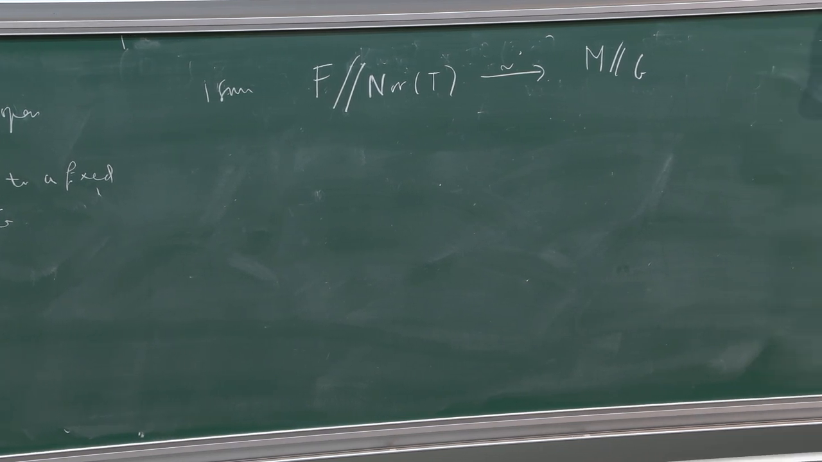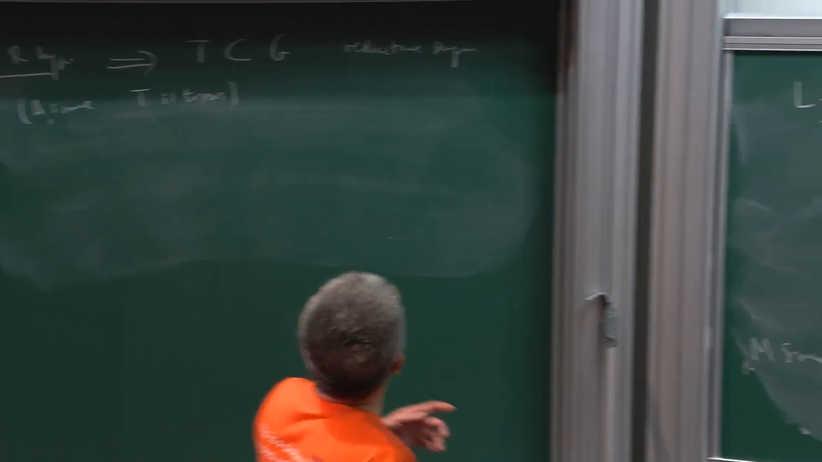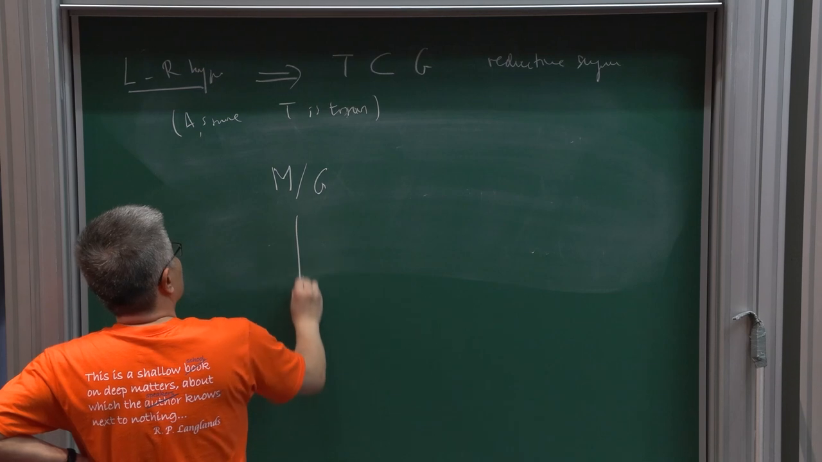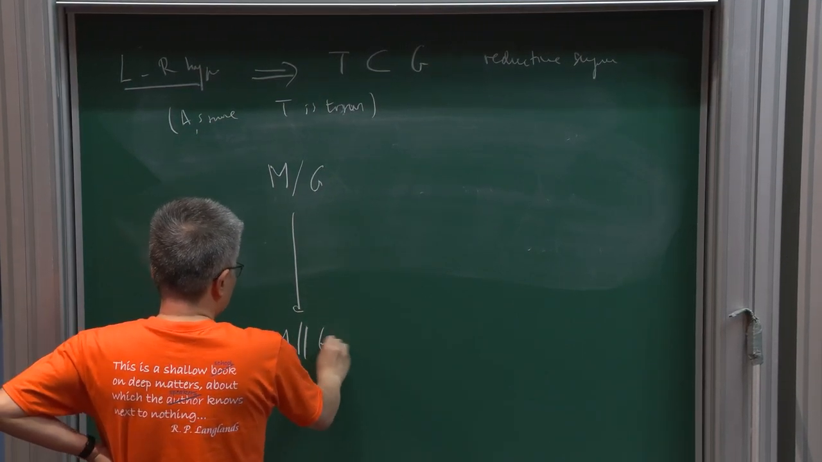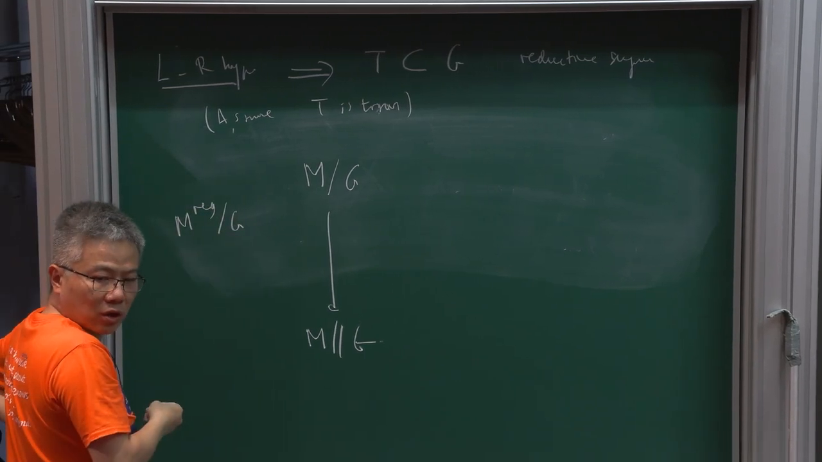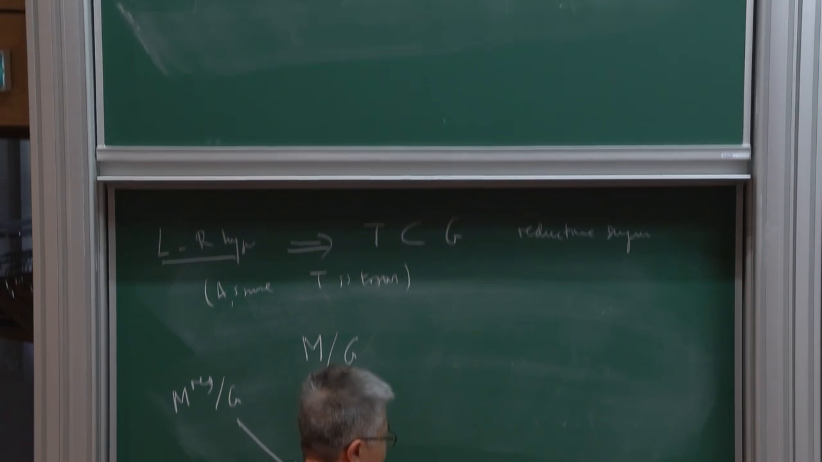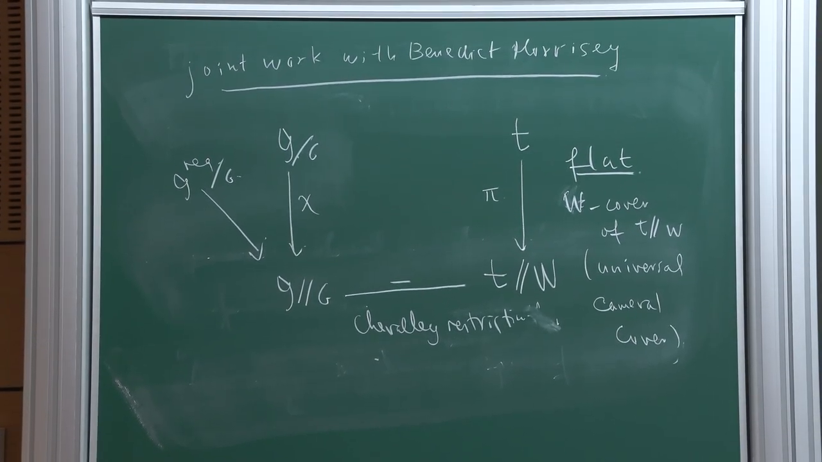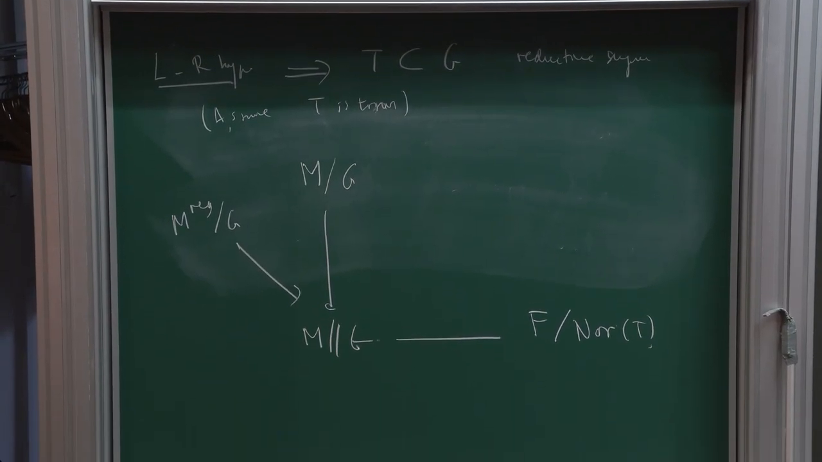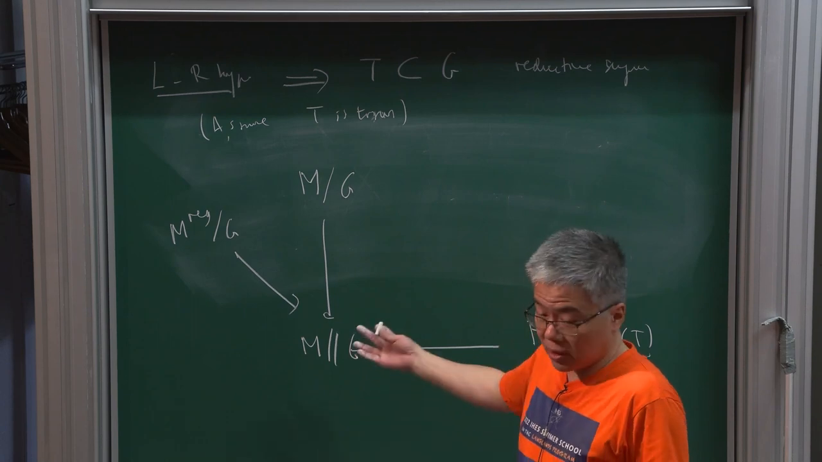All right, so it seems to be getting close. From our picture over there, you have this M mod G, and you have this M rec that exists. It's just a set of regular orbits, right? And then you have this F mod normalizer of T. And what you really want is to have something similar to Knop, the Luna-Richardson situation in this general case.